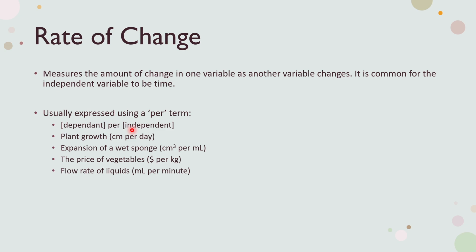If we were to measure plant growth, we could measure the rate of change as centimeters per day, so the growth, the dependent variable, per the independent variable, which is time. If we were measuring the expansion of a wet sponge, then the dependent variable would be the volume that's changing, and that would be changed per mil of water added. The price of vegetables, the amount that we pay, the dollar price, is the dependent variable, and the amount paid depends on the number of kilos, so dollars per kilo. And last example here, flow rate of liquids, we could look at the amount or volume of water which is being released, say, from a tap every minute.